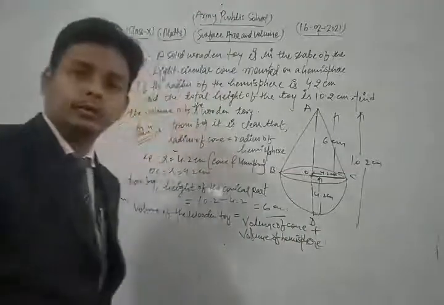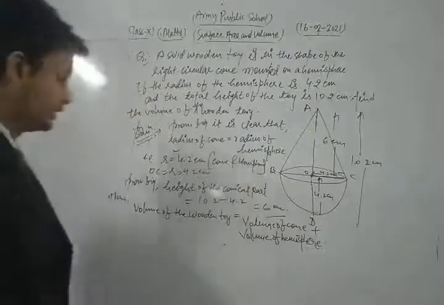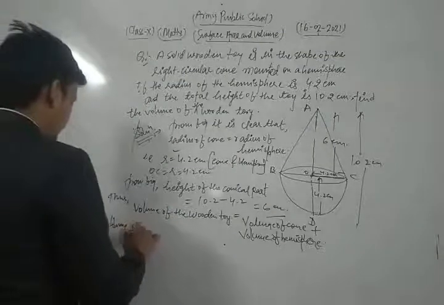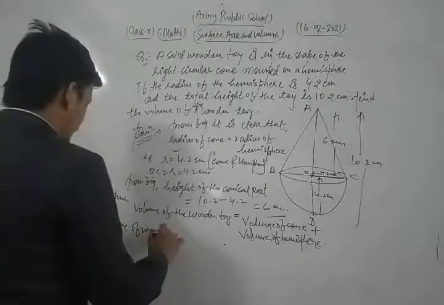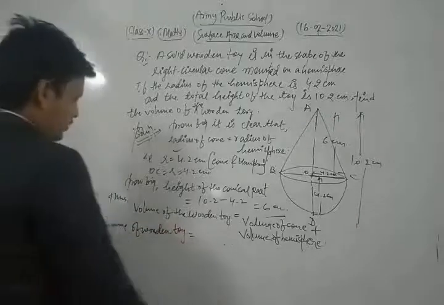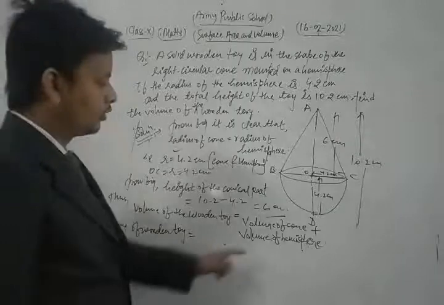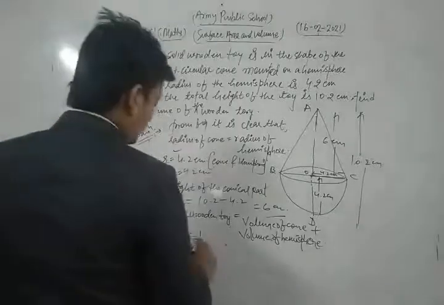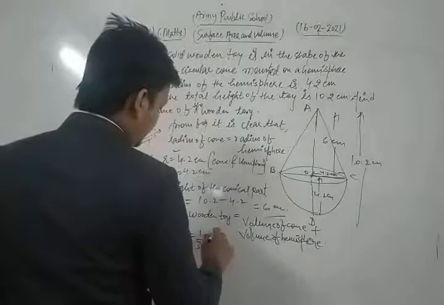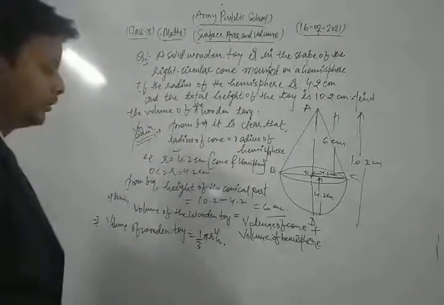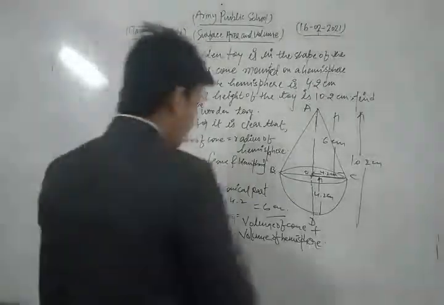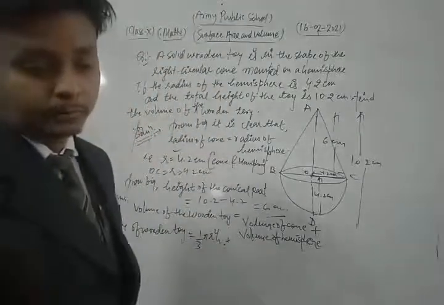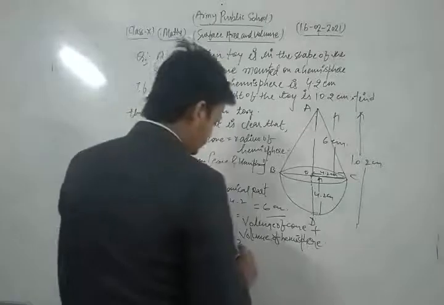Volume of the wooden toy is equal to volume of the cone plus volume of the hemisphere. Volume of the cone means 1 by 3 pi r square. This is the formula for volume of the cone, and volume of the hemisphere is 2 by 3 pi r cube.